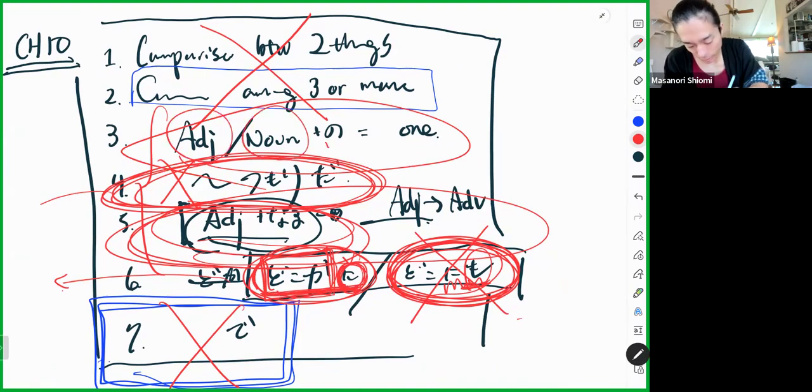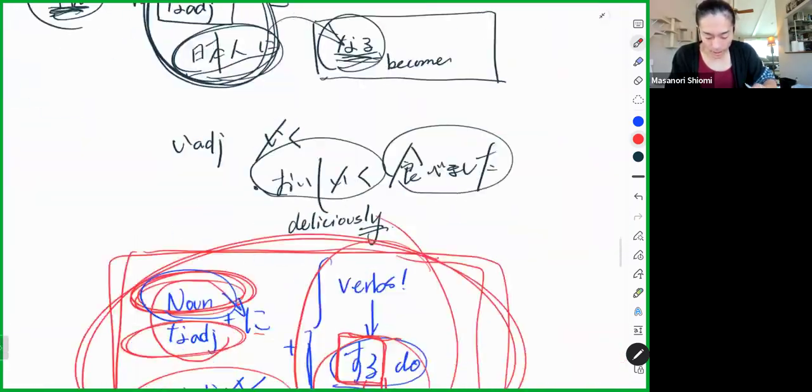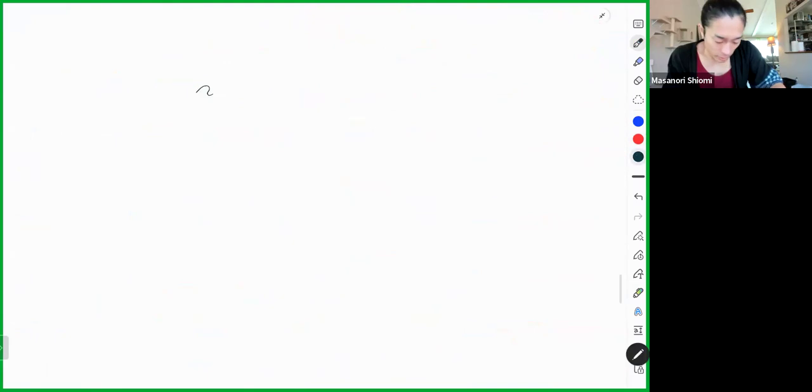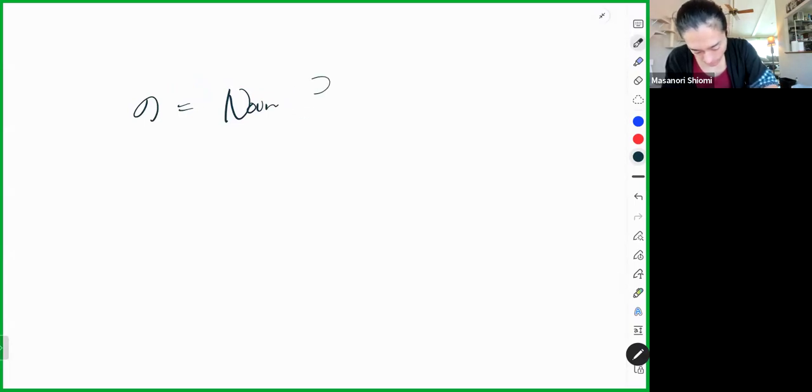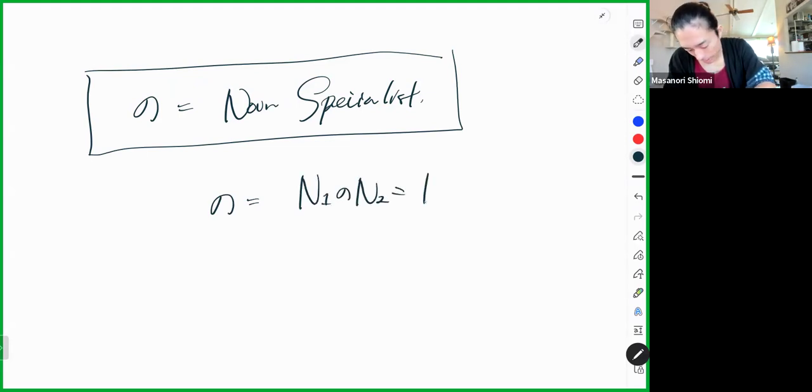Adjective, noun, no to mean one. Okay, so we have talked about no a lot. If you remember, no is a noun specialist. Why? The particle no, right? Noun one, no, noun two equals noun three. The particle no functions to combine the nouns into one noun.